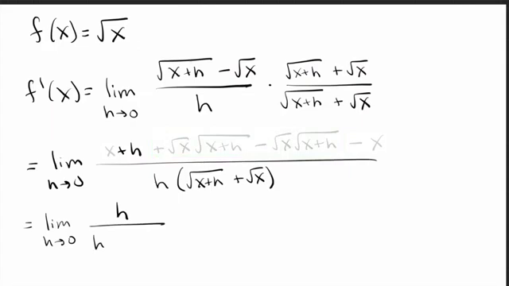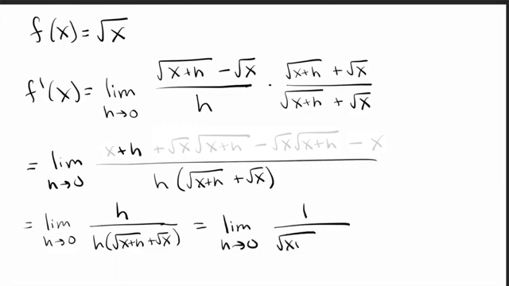And the bottom, now you can kind of see why I did not want to multiply that h on the bottom, because I was going to cancel it at the next step. So if I would have multiplied it in, I would have had to factor it back out. So I'll cancel those h's. I'm left with 1 over root x plus h plus root x.